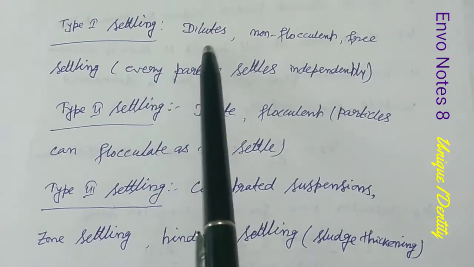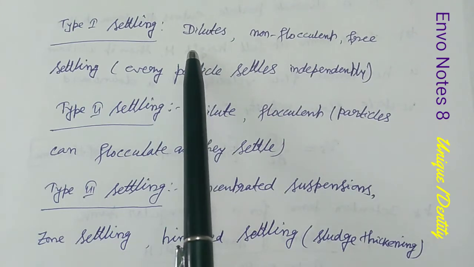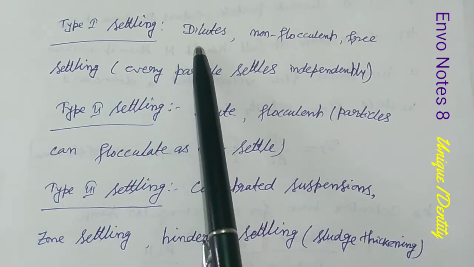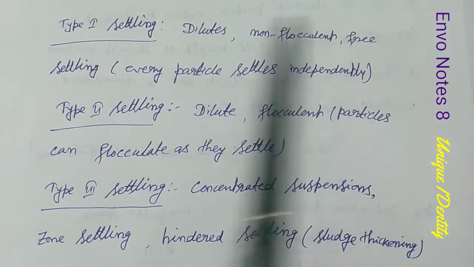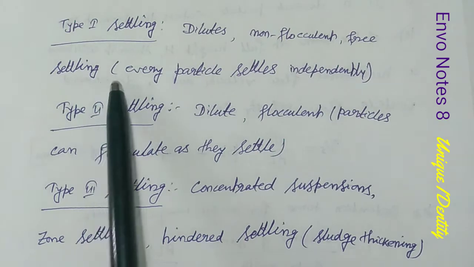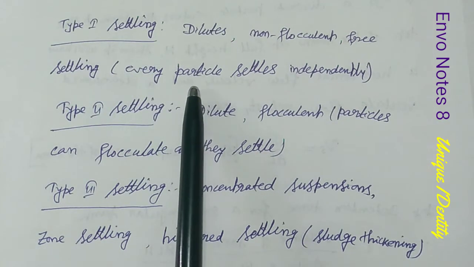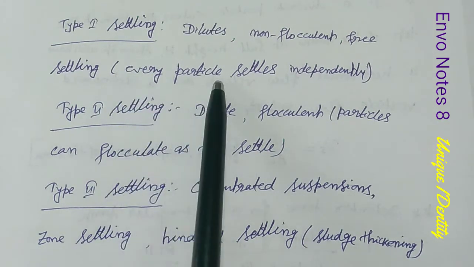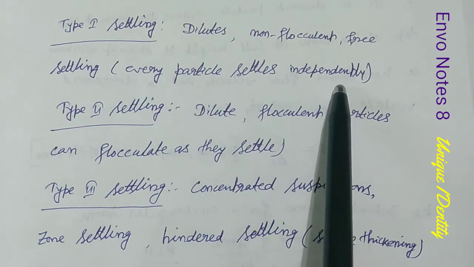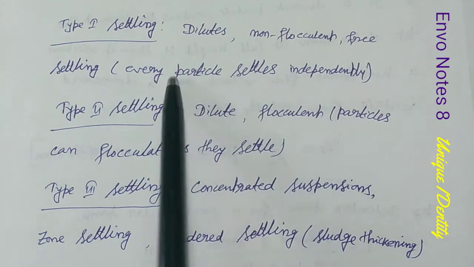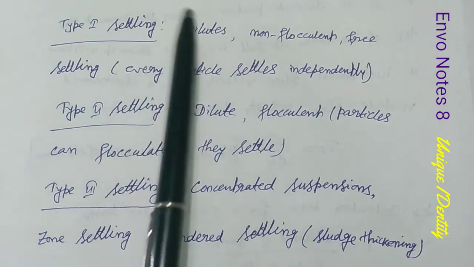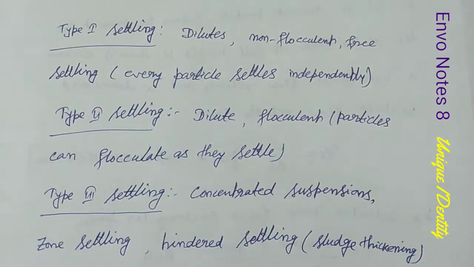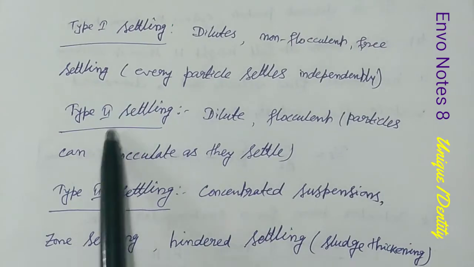See, type 1 settling is whenever the impurities are dilute in water, it is non-flocculent and it is free settling. That means free fall will be there for the settling. Every particle settles independently, so there is no interdependency between the particles. That is type 1 settling. Whatever we have discussed in the plain sedimentation tank, that is type 1 settling.